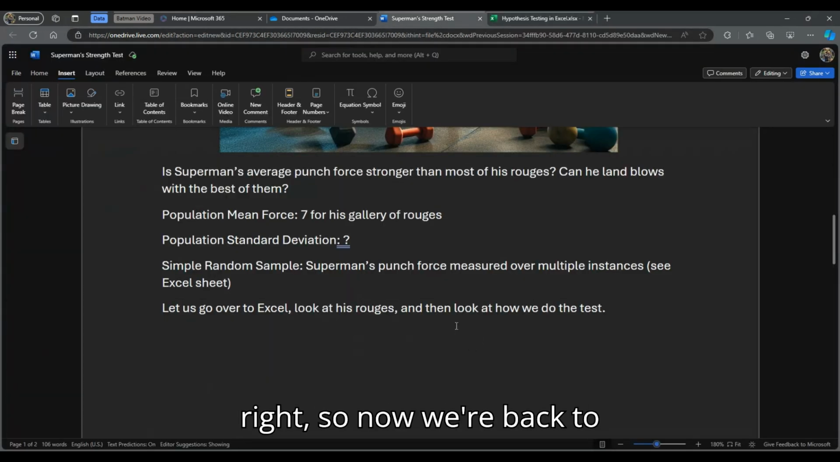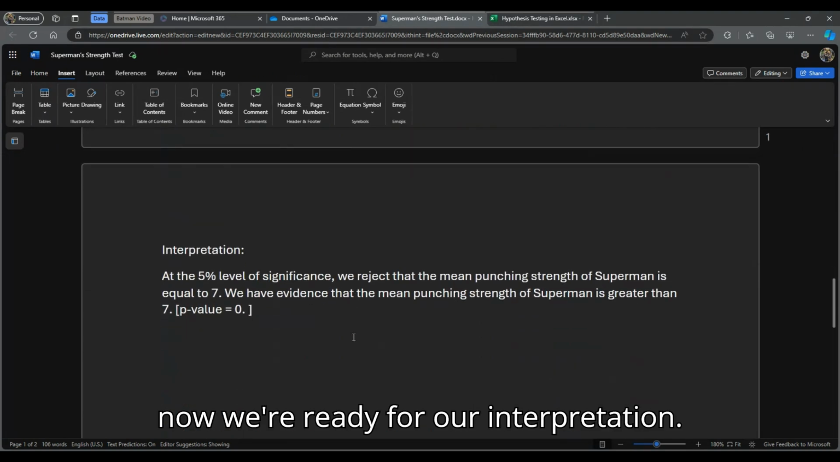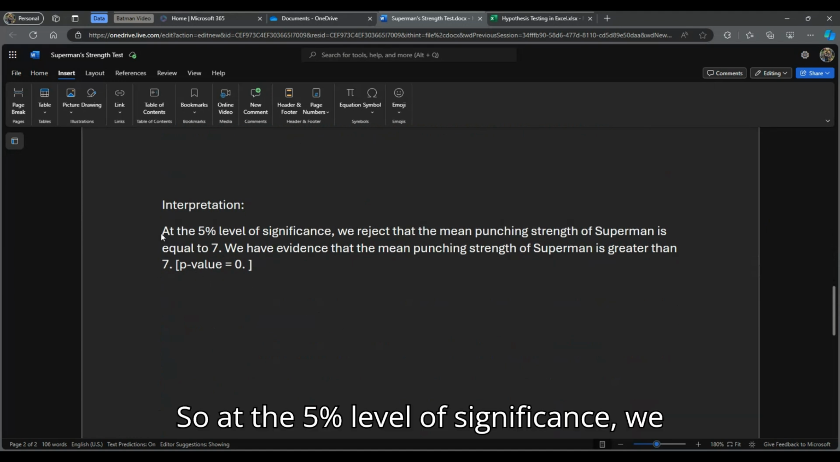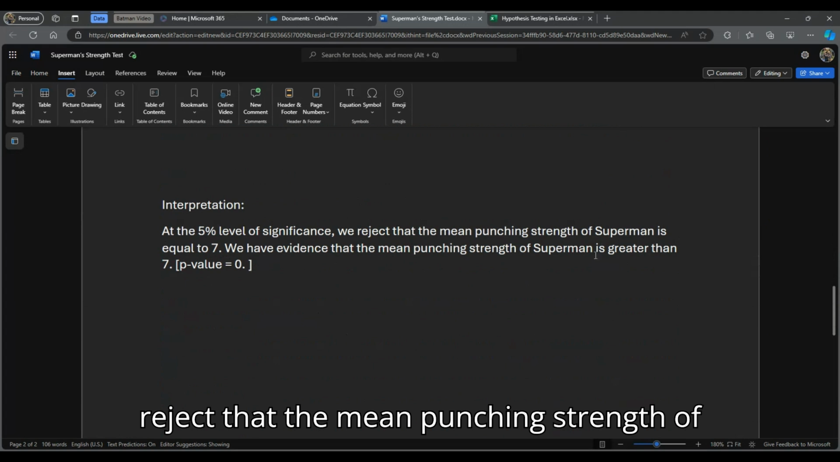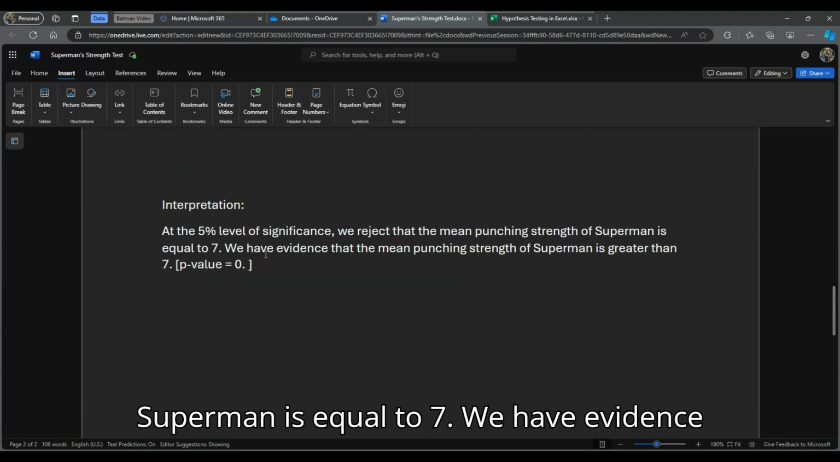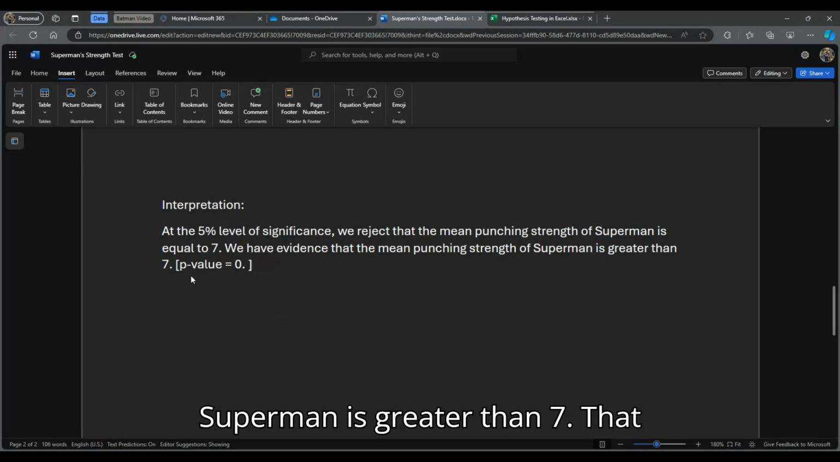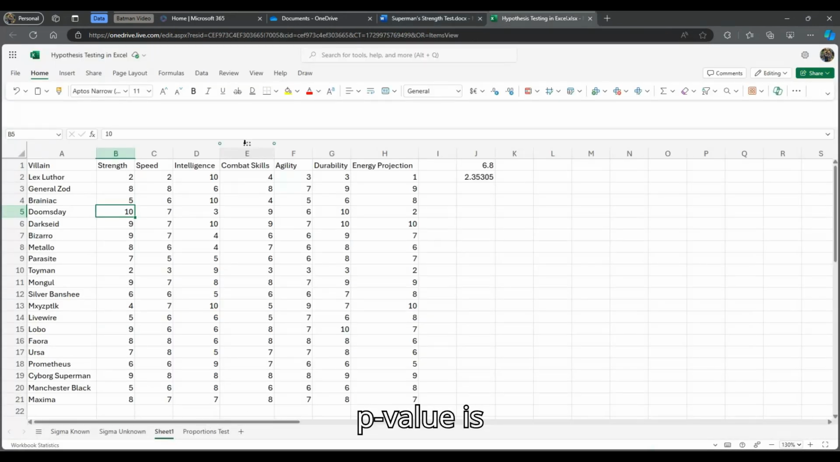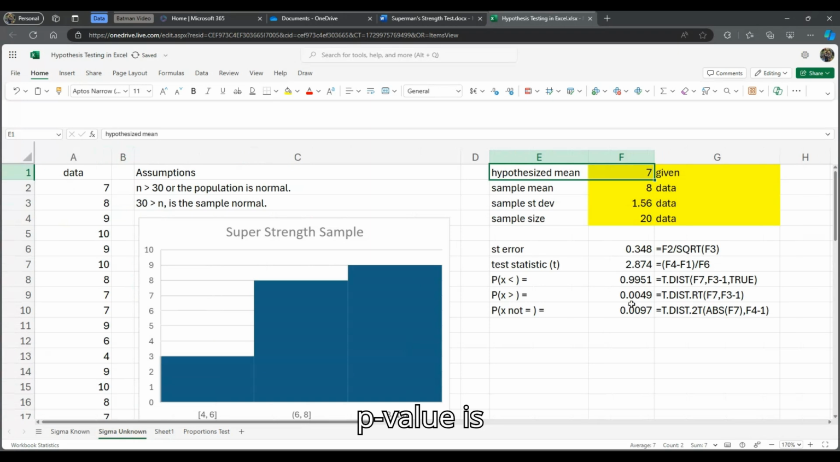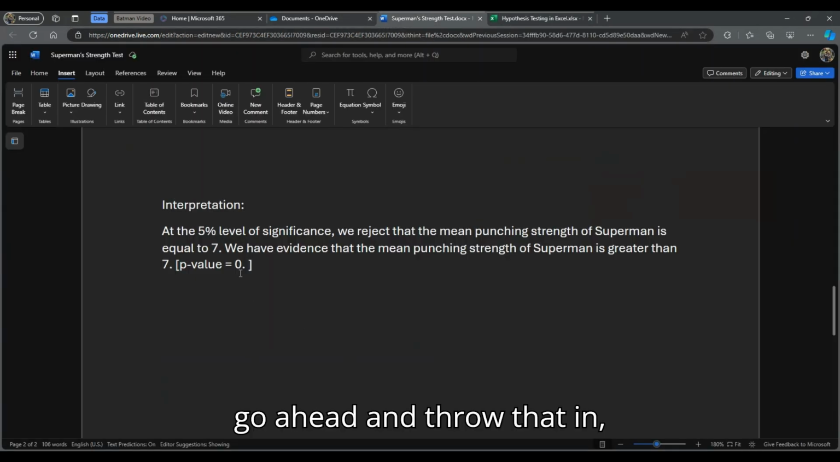All right, so now we're back to our sheet. And now we're ready for our interpretation. So at the 5% level of significance, we reject that the mean punching strength of Superman is equal to 7. We have evidence that the mean punching strength of Superman is greater than 7. That p-value is the 0.0049. So let's go ahead and throw that in.